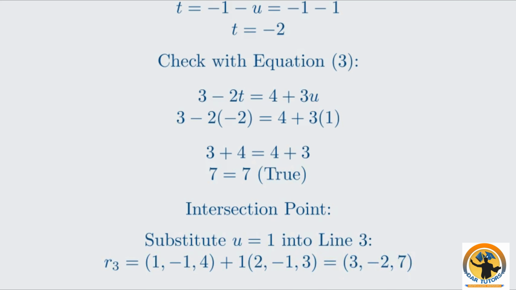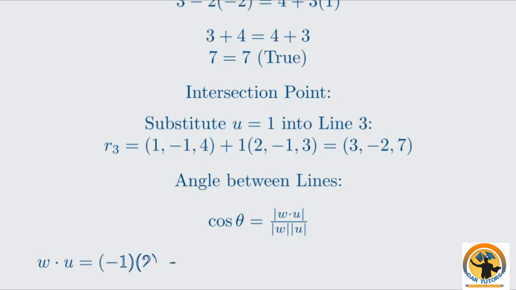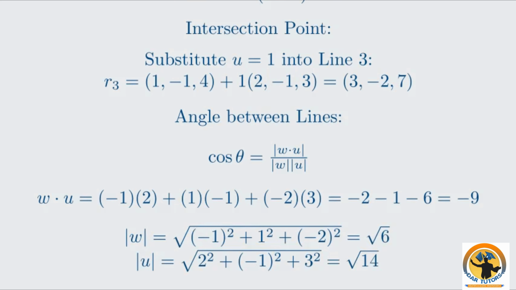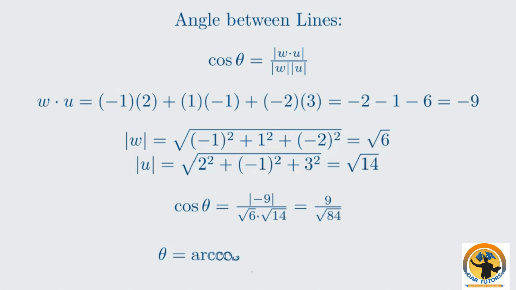We can find this using the scalar product formula. The cosine of the angle theta is the absolute value of the scalar product of the direction vectors divided by the product of their magnitudes. This gives us 9 divided by the square root of 84. Calculating this, we find that the angle theta is approximately 10.9 degrees.